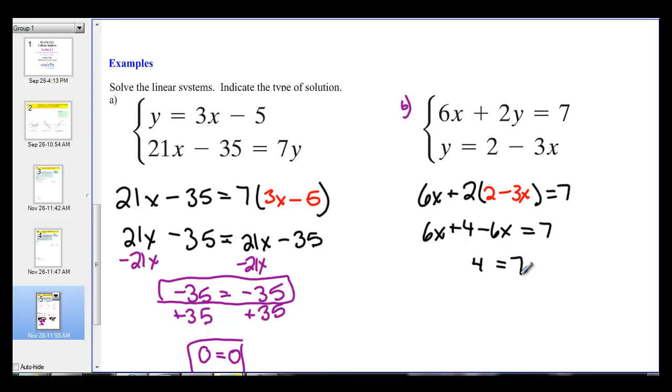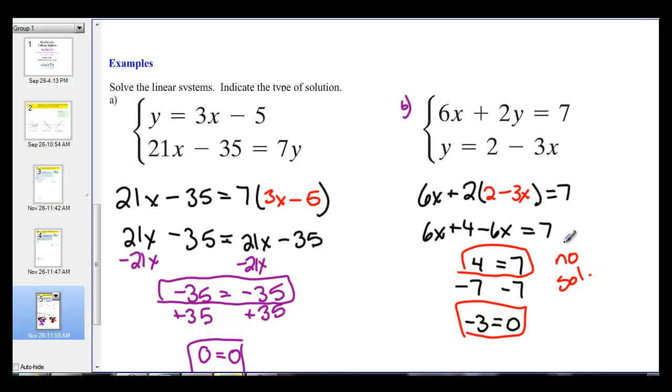Hopefully at this point you realize something's weird because our variables have canceled and we have a false statement. If not, it's okay to move your 7 over. So we're going to have negative 3 equals 0. And again, these are still false statements. The variables are definitely gone. They've canceled out. Because we end up with a false statement, this is going to be no solution. The reason this has no solution is because these are parallel lines that never intersect.